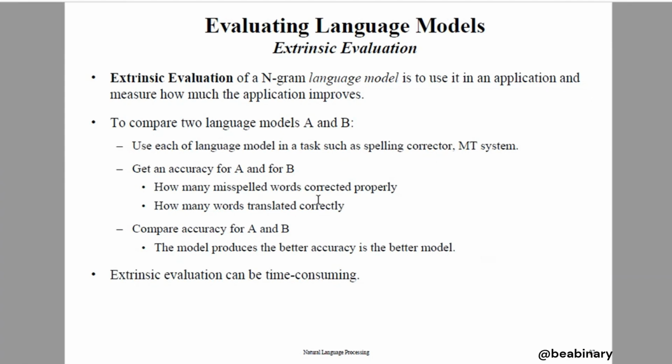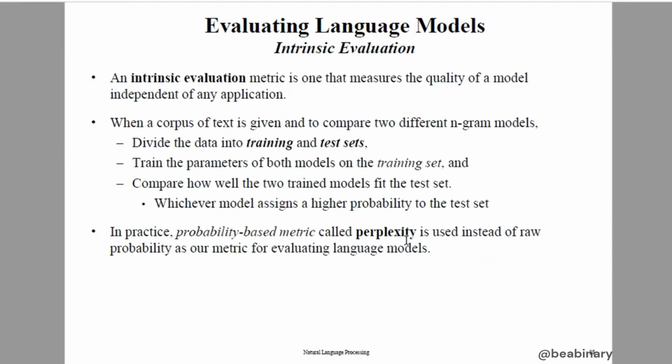Yeah. Spell corrector and then MT system. Then compare the accuracy between these two. जो आपने वहाँ पे देखा था, that how much operation, whether it is deletion, where it is insertion, where it is substitution. Okay, तो the model which produces the better accuracy is the better model. So extrinsic evaluation can be time consuming. ये है, ठीक है। So दो तरह के अभी हैं इसमें मॉडल.